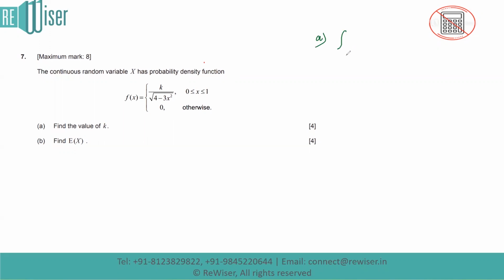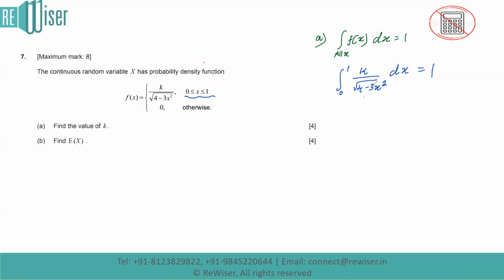And the area under the graph we can always find using the concept of integral. So for all possible values of x, the integral of f of x dx has to be equal to 1. Here the function exists only between 0 and 1, so it's the integral from 0 to 1 of k over square root of 4 minus 3x squared, multiplied by dx, is equal to 1.